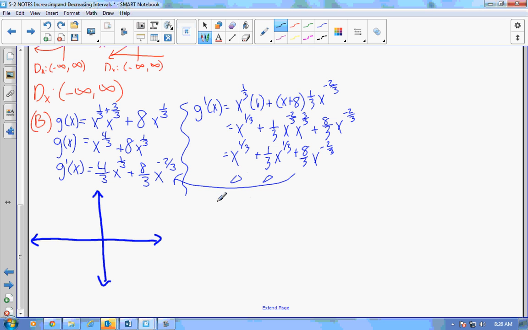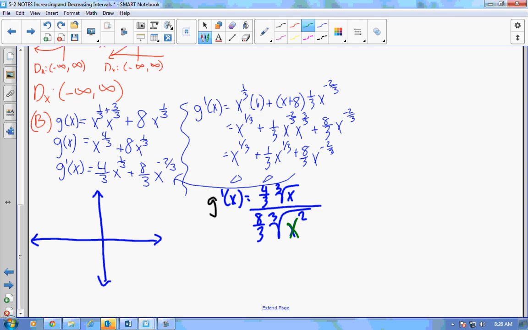I should probably write on the board instead of writing with the mouse. g prime of x equals, we have this guy on top, and we have this guy on bottom. Let's see, cube root of x squared. Okay, our restricted values are when the denominator is 0, right? And the only thing that would make this 0 is x being 0.